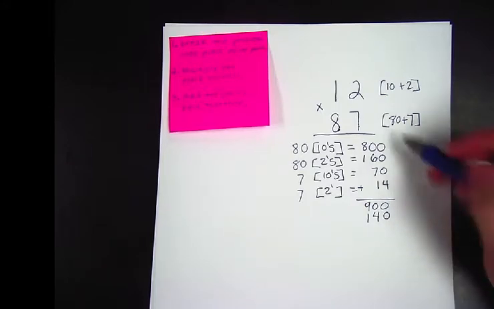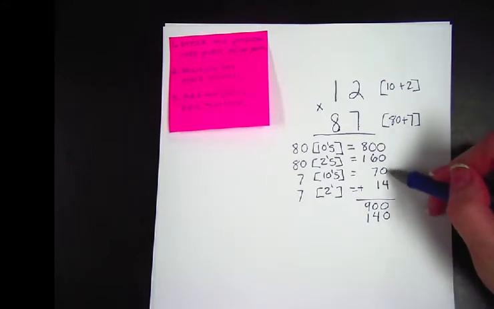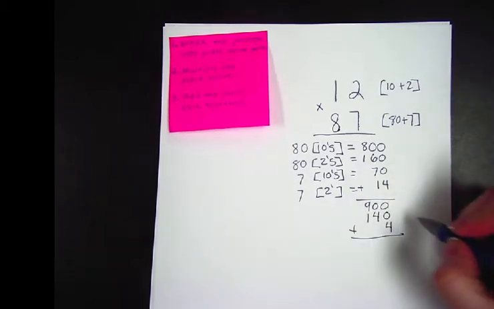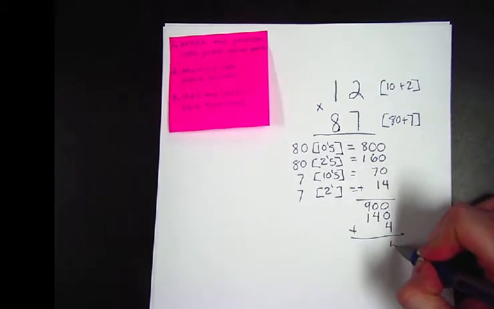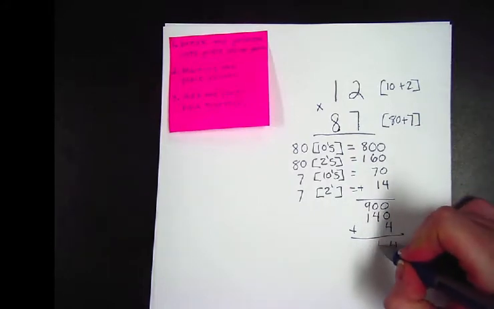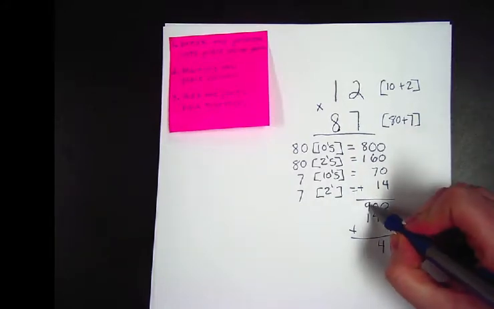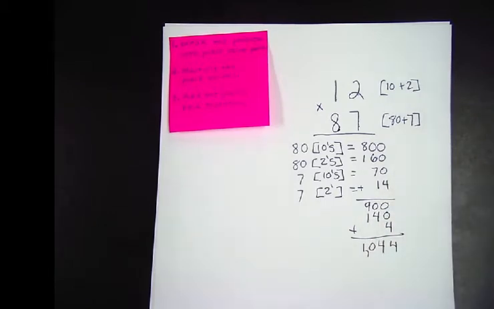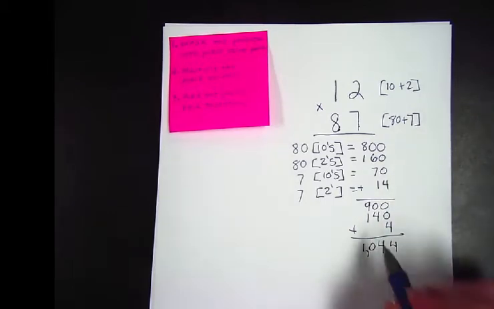Okay, now we're going to move to the ones. Oh, nice, 0, 0, 0, and 4. There we go. Add the parts. Okay, 0, 0, 4 is 4. 0 and 4 here is 4. And 9 and 1 is 10. So my answer is 1,044.